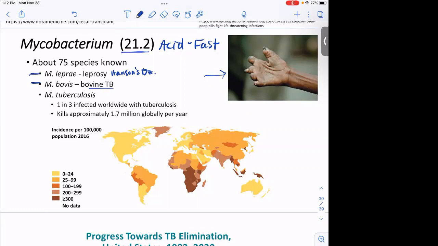We'll spend most of our time here talking about the organism Mycobacterium tuberculosis. This is TB in humans, also known as consumption.